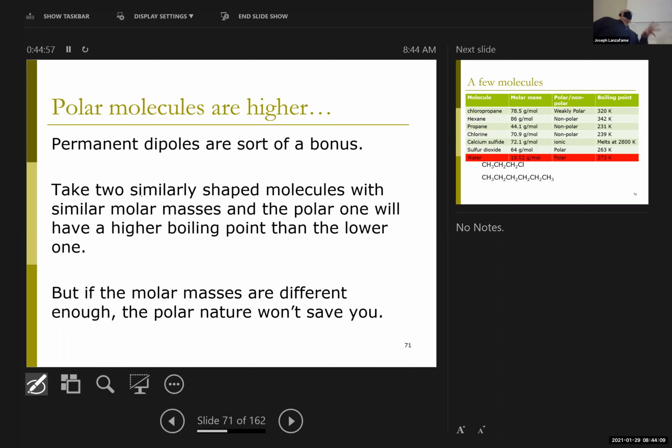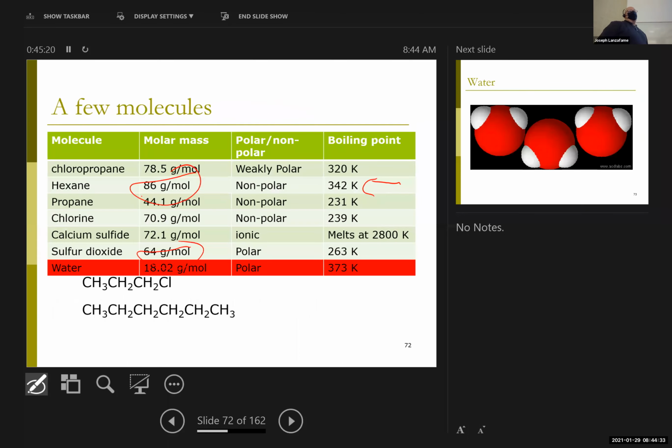If I have two similarly sized molecules, one of which is polar and one of which is nonpolar, I expect the polar one to have stronger overall intermolecular forces. But if I've got significantly different size to the molecule, that local dipole-dipole interaction often doesn't matter at all. You can sort of see this if you compare chloropropane to propane and to hexane.